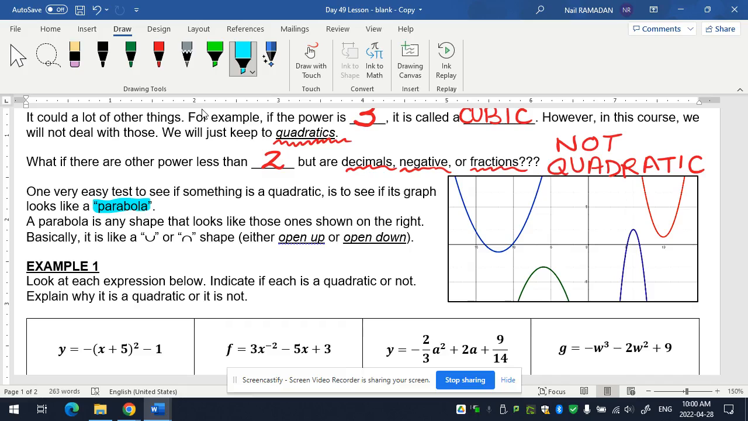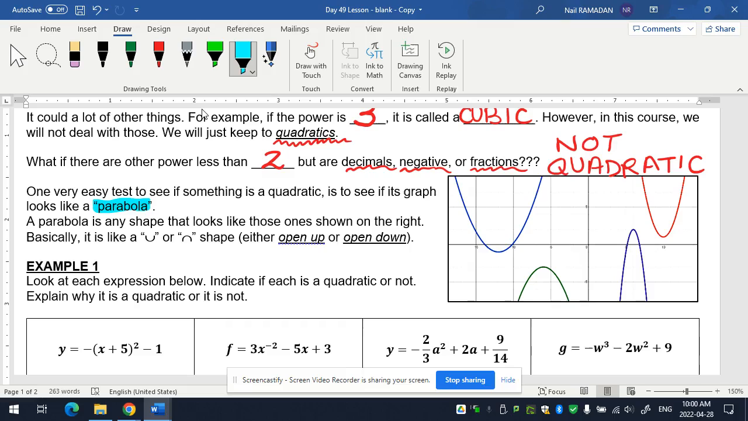A Latin word. And I've heard some people say parabola, but most of the time I heard parabola. Let's say it together. Parabola. A parabola is basically any curve that looks like this.